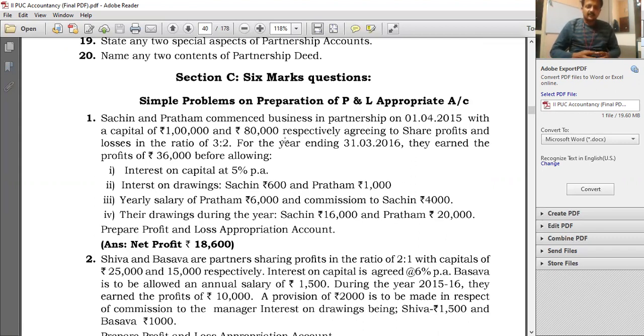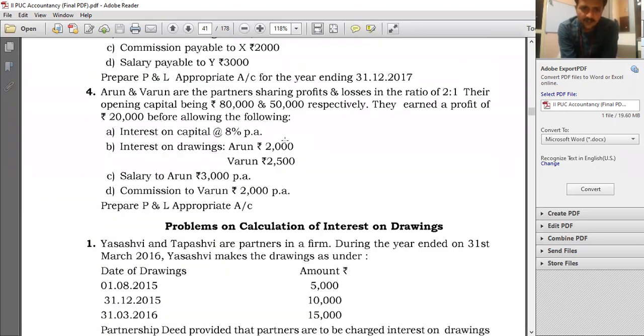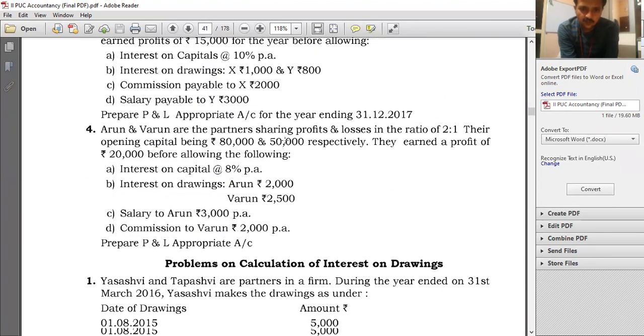Then yearly salary will be shown on the debit side as to salary to partners. Under that you need to write Pratham's capital account, that will be 6,000. Then after leaving a line, you will take the commission, that is to commission to partners. In that again you need to write Pratham's capital account, Sachin's capital account, that will be 4,000. Then take the total, find the difference, and transfer that to partners' capital accounts in their profit sharing ratio, that is 3:2. Very simple.